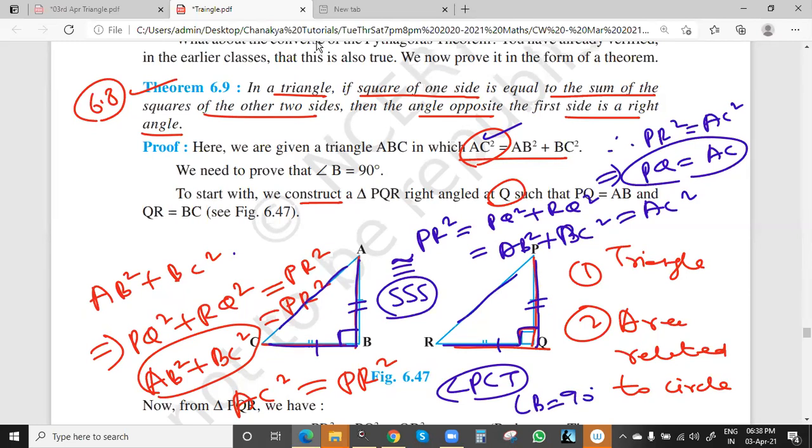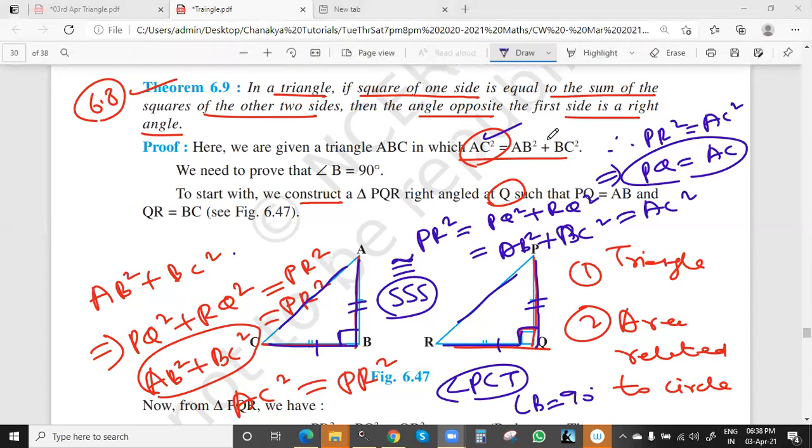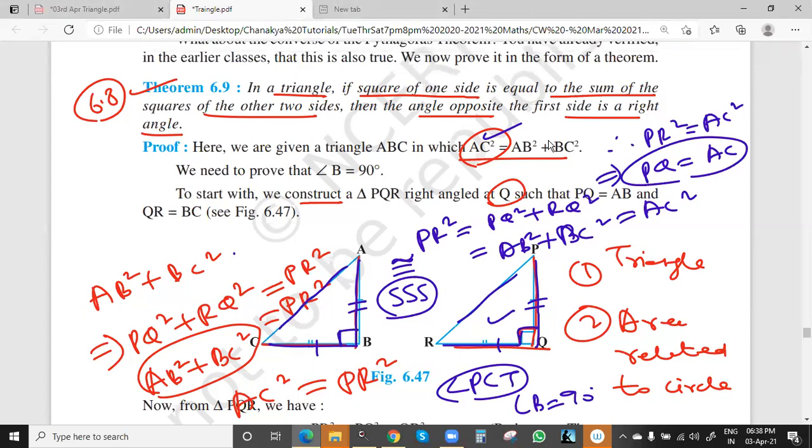The main thing is to construct one triangle PQR, right angle at Q, with one more condition, AB equal to PQ and BC equal to QR. Then we write the Pythagoras theorem for the second triangle, that is PR square equal to PQ square plus RQ square. PQ is equal to AB, so we write AB square for PQ, and RQ is equal to BC, so BC square. AB square plus BC square they have given in the question as AC square. Ultimately, PR square will become AC square. Try to do this one time by yourself. So PR will be equal to AC.